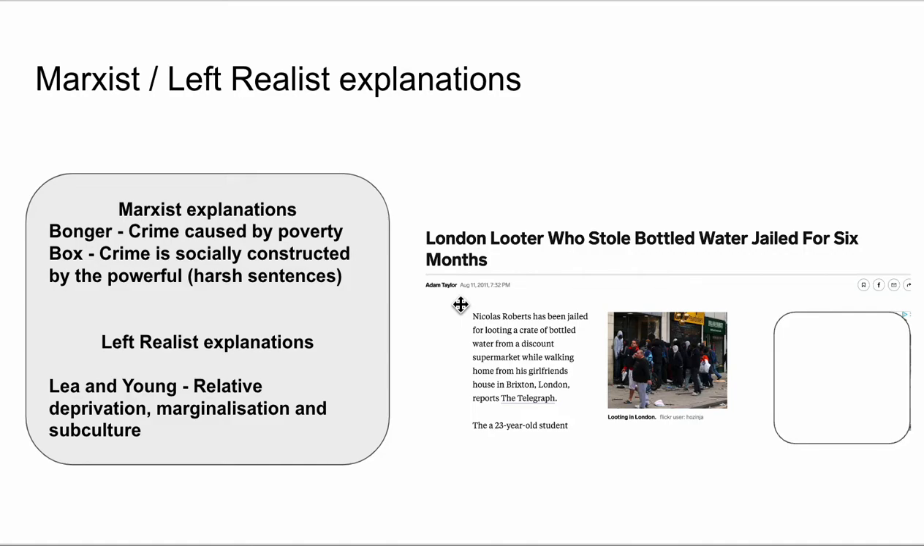Box says that crime is socially constructed by the powerful. And when I teach this, I often show this news story here where there was a London rioter who had a 6 months prison sentence for stealing some bottled water.